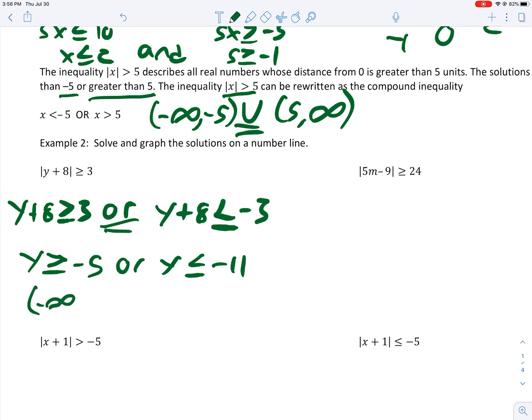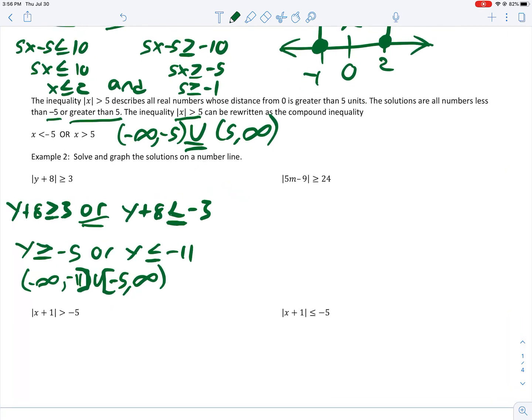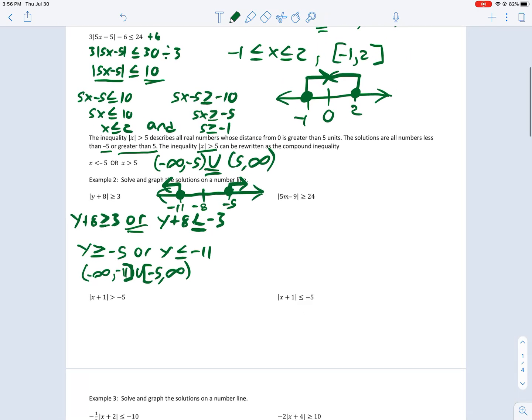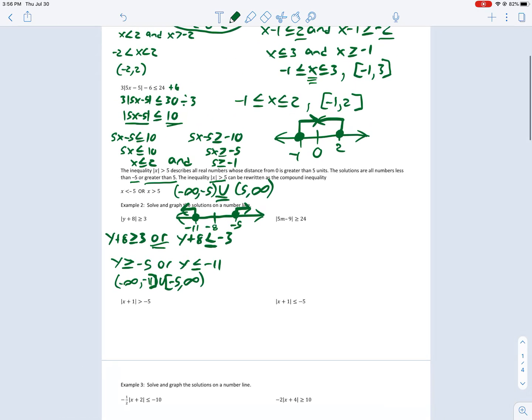As an interval, that would be negative infinity to negative 11, oops, negative 5 to positive infinity. And then on a number line, sketch it the same idea: three numbers, negative 5, negative 11, and, I don't know, negative 8. Greater than negative 5, go to the right. Less than negative 11, to the left. So this time the arrows go away from each other. As you do this, either your arrows are going to go towards each other or away from each other. Those are the only two cases.